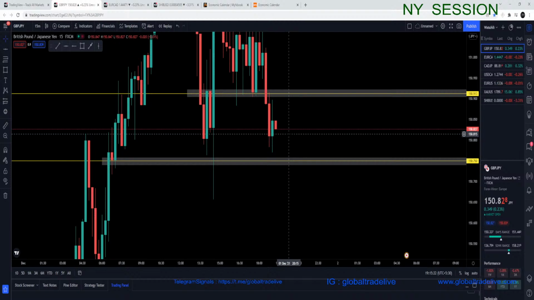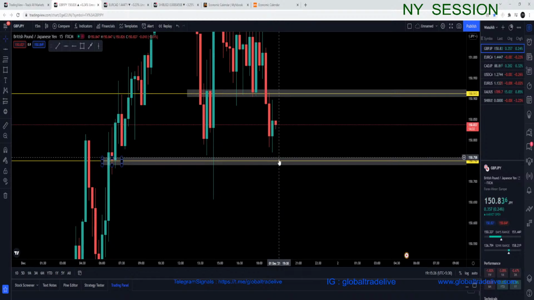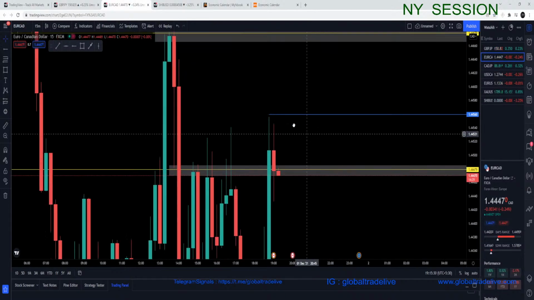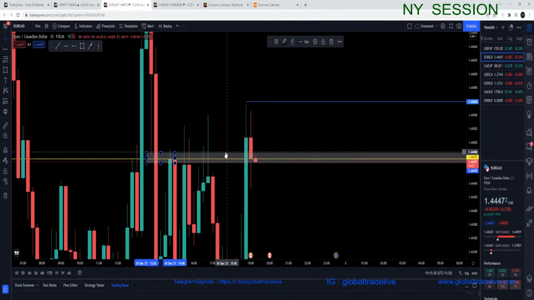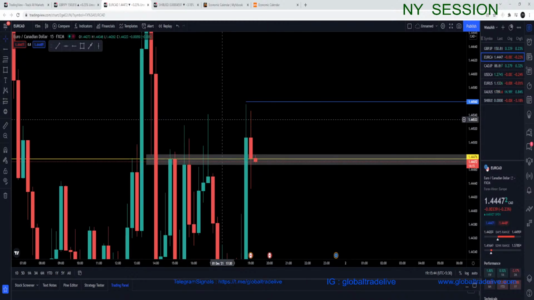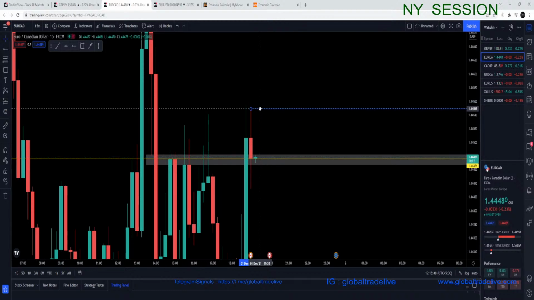And if I talk about GBP, then I still need a 15-minute candle to close below this area. So if I place this area exactly, then I will get this thing. Okay. So now let's see if this continues to move up. So now this will be my execution point.